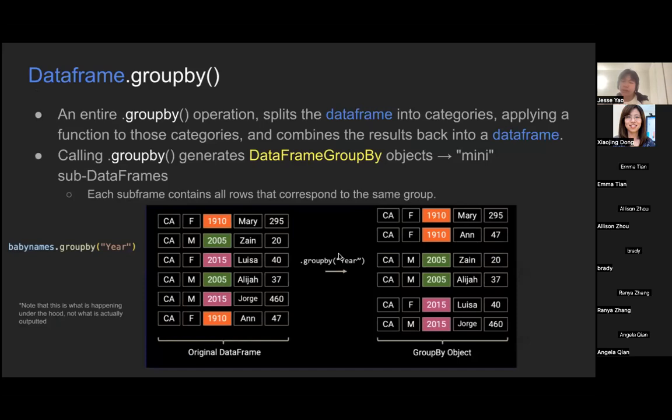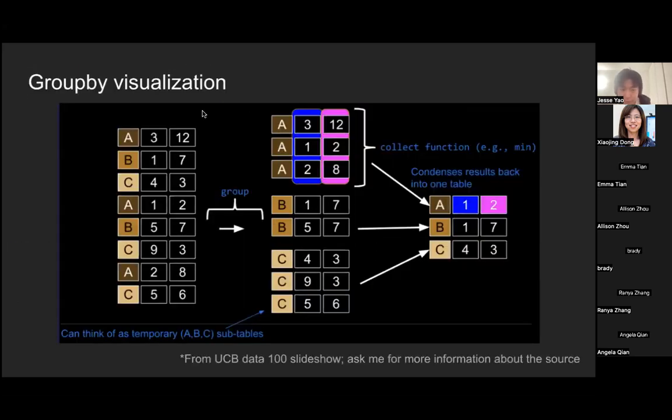So now a formal definition of what data frame.groupby does. An entire .groupby operation, so this is the groupby and the aggregate, splits the data frame into categories, applies a function to those categories, and combines the rows back into a data frame, right? If you see in the previous slide, I split it up into categories, then I mesh these categories together into this new data frame, from this table to this table. So that's the whole process.